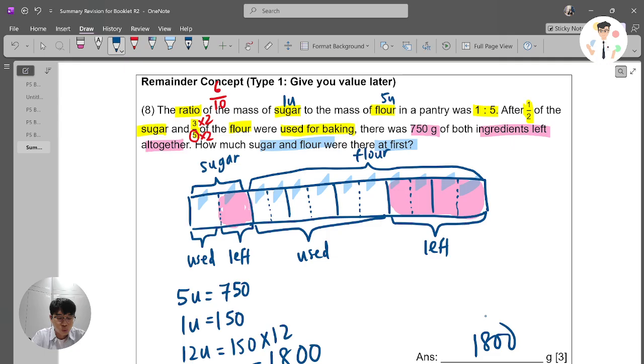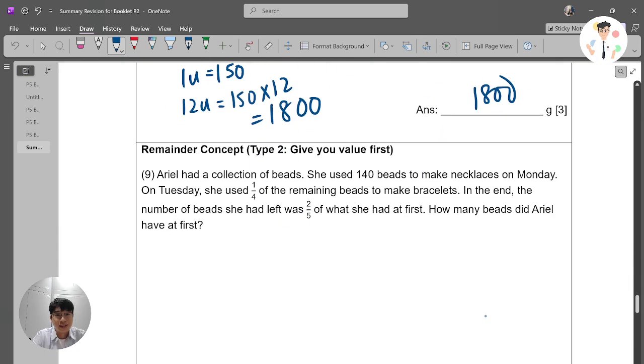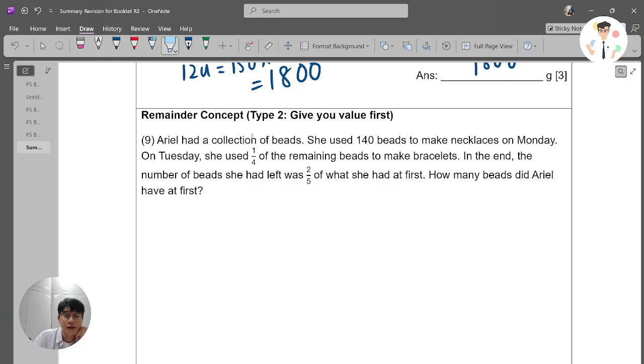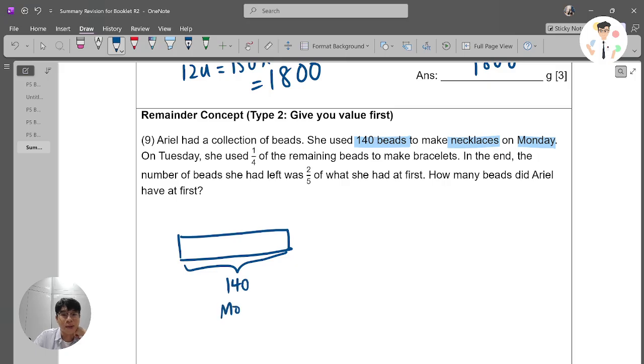Now, let's move on with question number 9. This is type 2, which gives you the value first. Here it says that Ariel had a collection of beads. She used 140 beads to make necklaces on Monday. So, I don't know how many units 140 is, so I'll just leave it. This will be 140. And this is what I do on Monday.